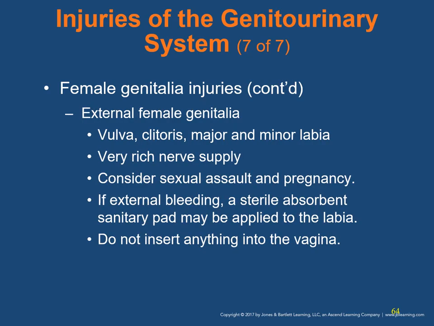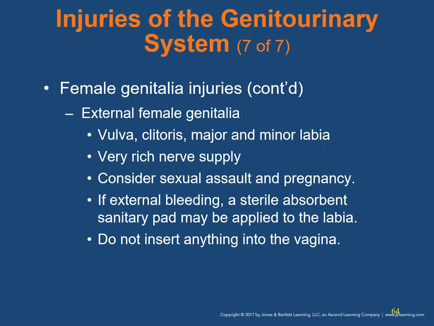External female genitalia includes the vulva, clitoris, and major and minor labia at the entrance of the vagina. Very rich nerve supply, so injuries are very painful. Vaginal bleeding may occur because of penetrating or blunt trauma. Consider sexual assault in pregnancy.